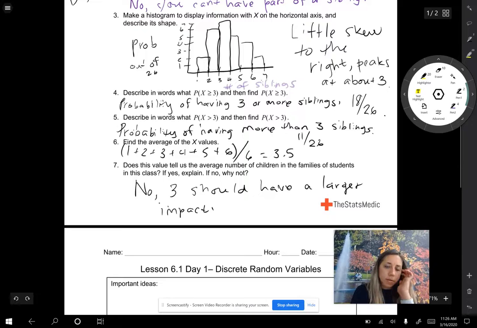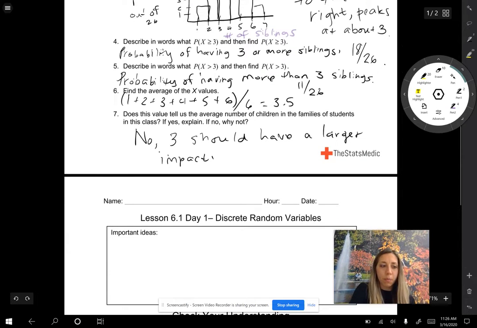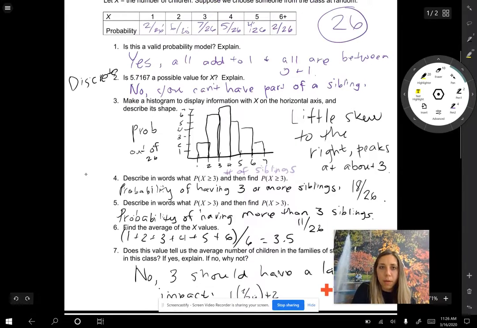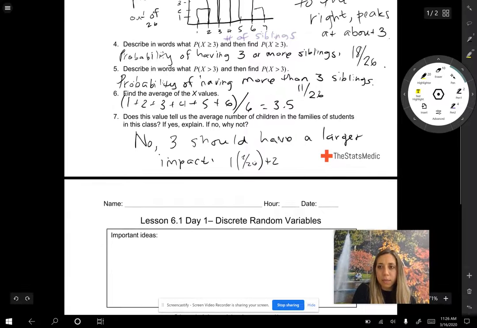And how we're going to do this is we're going to take each variable number and multiply it by its specific probability. I'm going to show you what we're going to do here. For 1, there was 2 out of 26 with 1 sibling. We're going to multiply that by 1 plus. For 2, let's scroll back up. There was 6 out of 26 with 2 siblings. So 6 out of 26.